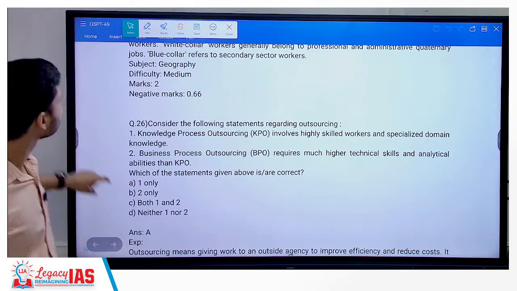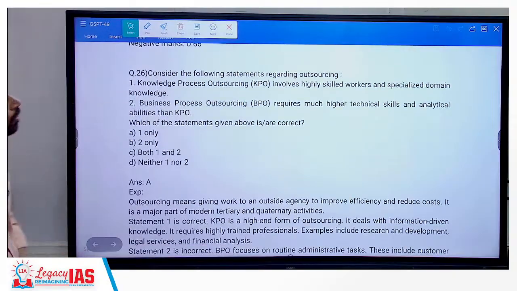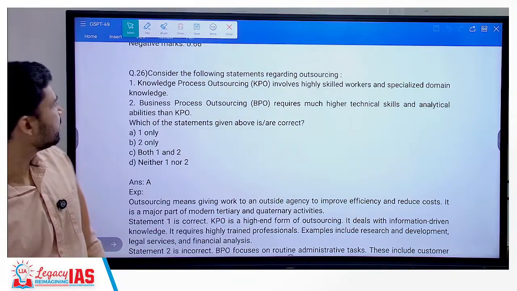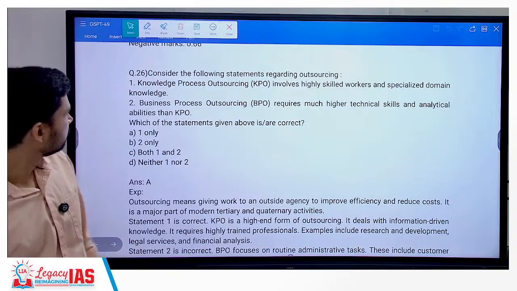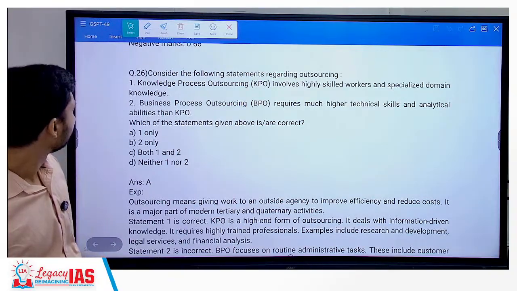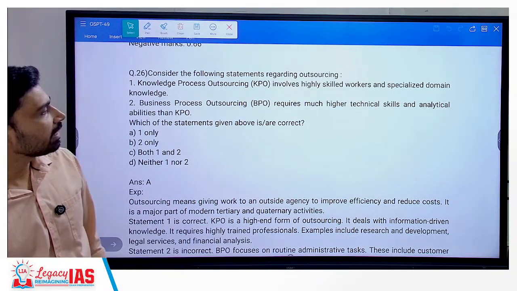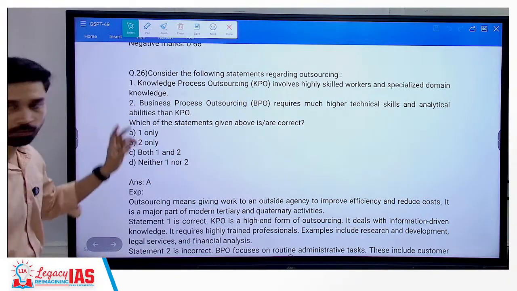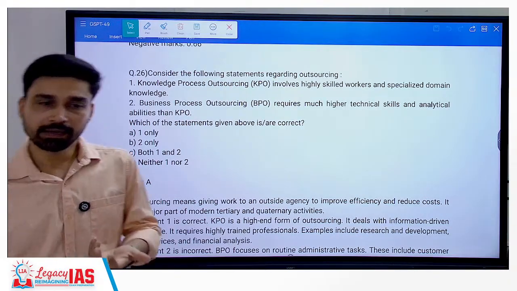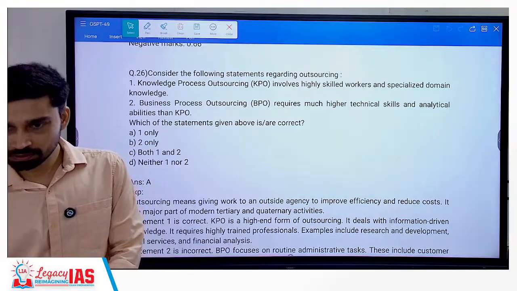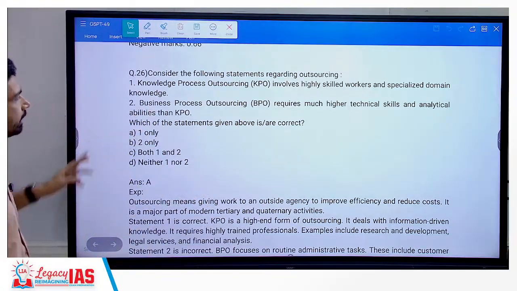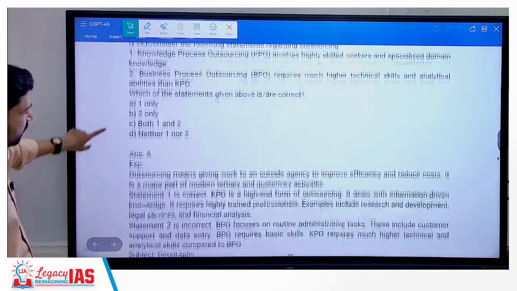Quaternary activities. 26, KPO involves highly skilled workers and specialized domain knowledge. That is correct. Knowledge process outsourcing. Business process outsourcing requires much higher technical skills and analytical abilities than KPO. That is incorrect. BPO is simply data entry. You have the customer care services and all that, so they require less ability. So only one statement, the first one, is correct.